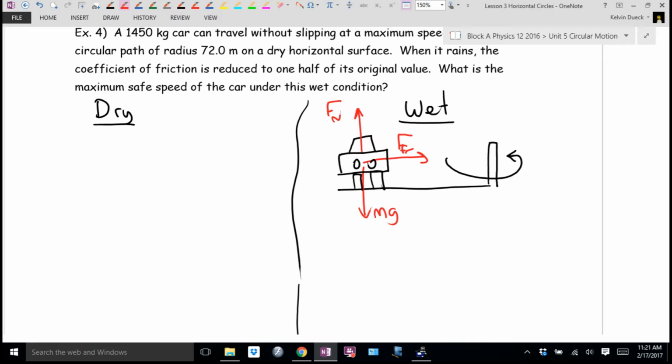What's going to change between the two of them? Technically not friction, technically some subpart of friction. What's going to change between the two of them? The coefficient of friction. Let's continue going on the wet side, though. So who's winning? Vertically, it's a tie. Horizontally, we would say friction is what's pushing me in a circle.